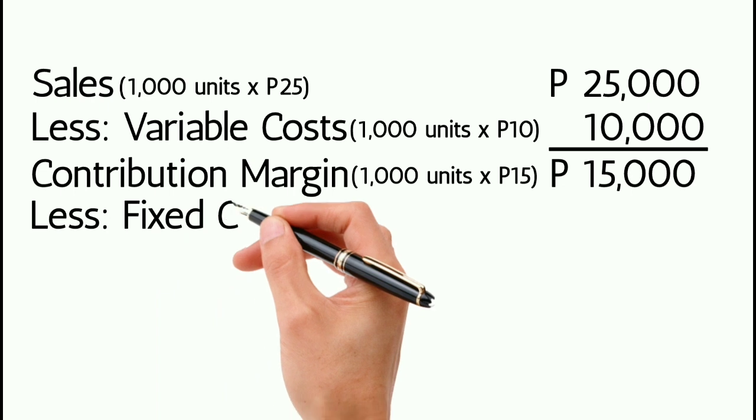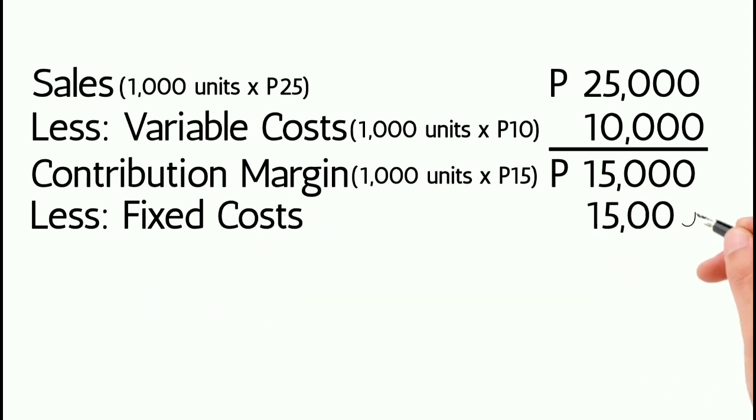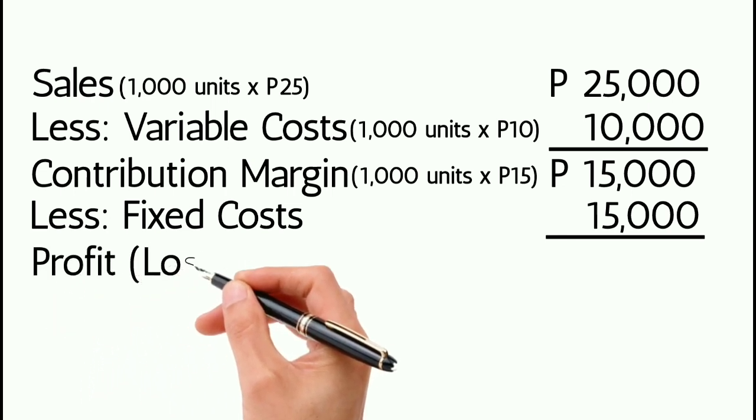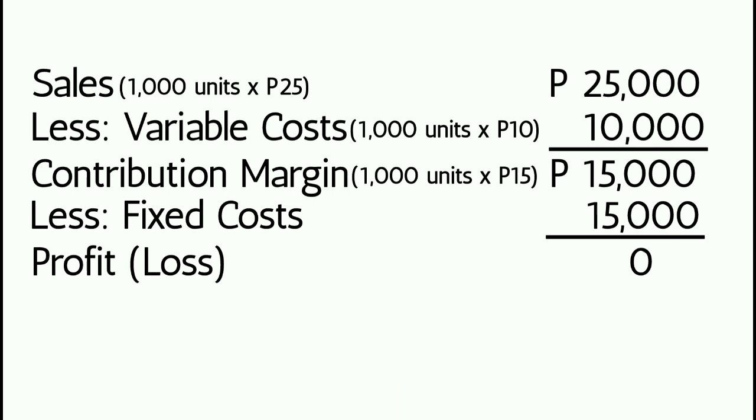Next, ima-minus natin yung fixed cost na 15,000 pesos. 15,000 pesos minus 15,000 pesos, that is equal to 0. As you can see, there is neither a profit nor a loss. That means tama yung break-even point in units na 1,000 units at break-even point in pesos na 25,000 pesos.